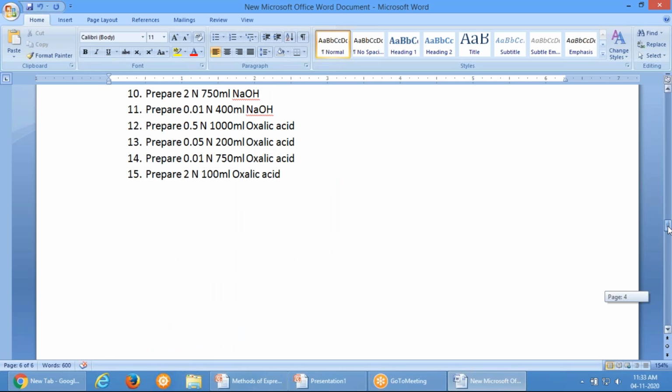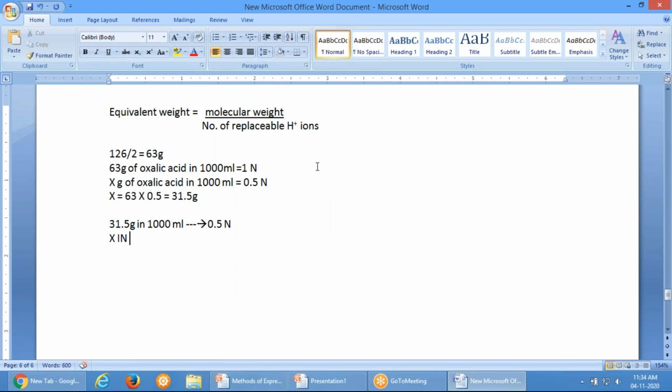Next is 0.05. So 0.05 means how much? 3.15 grams. So 3.15 grams in 1000 ml will get 0.05 normal. So how much do you want to prepare?